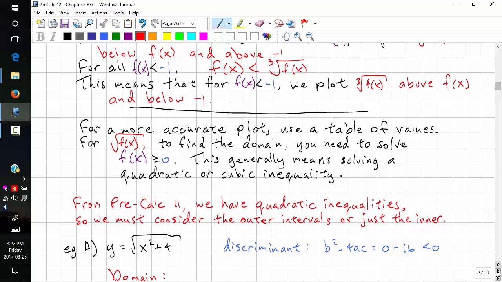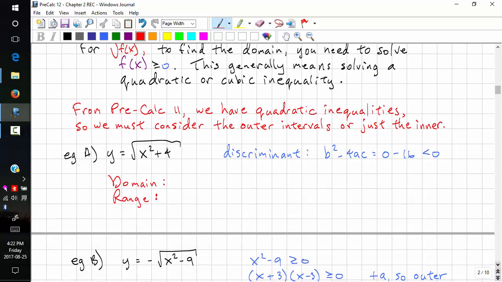And for the square root of f of x, to find the domain, you need to solve for f of x greater than 0, because that's the domain of the radicand. And this generally means we are solving a quadratic or a cubic inequality. If you're lucky, it's just a linear inequality. So we have to look back to PreCalc 11, where we did quadratic inequalities. So we must consider the outer intervals or just the inner interval. So let's look at some examples.